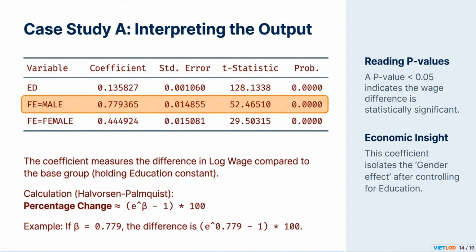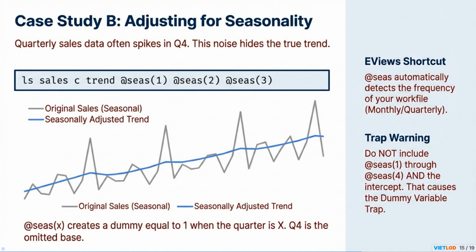Looking at the output, the coefficient on FE equals male is 0.779. This coefficient measures the difference in the average log wage between the male group and the base group, holding education constant. The p-value, listed under prob, is 0.0000. Since this is much less than the standard significance level of 0.05, we conclude that the coefficient is statistically significant. There is a meaningful wage difference.